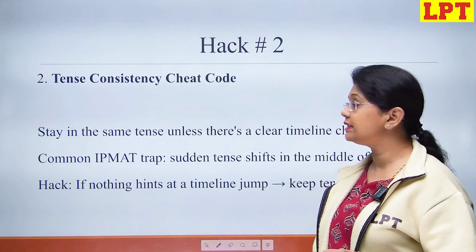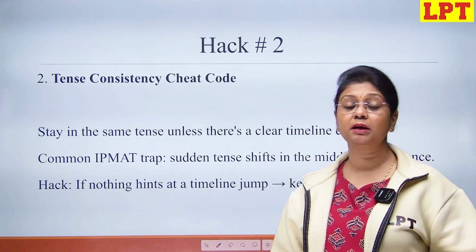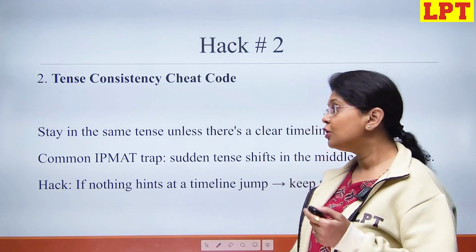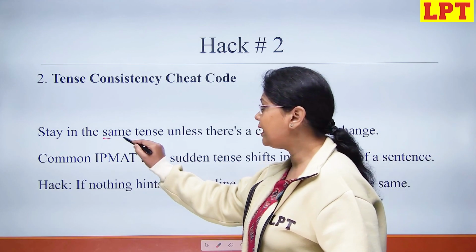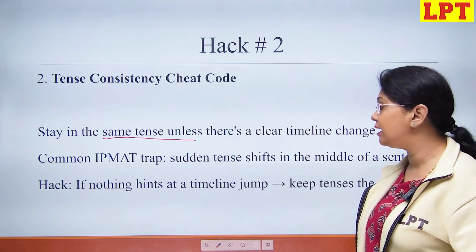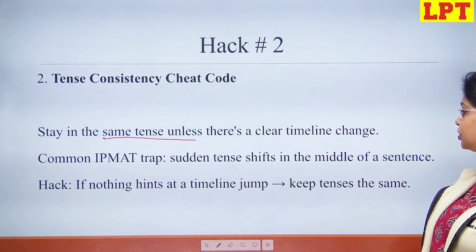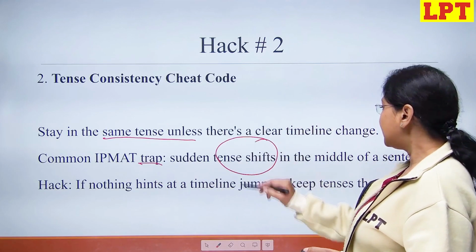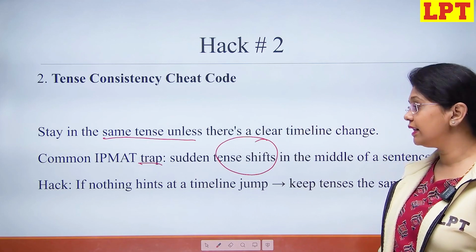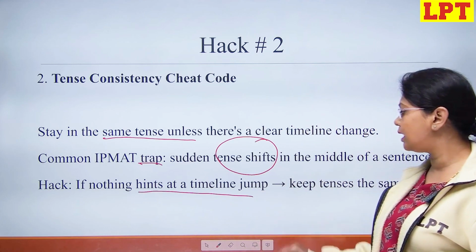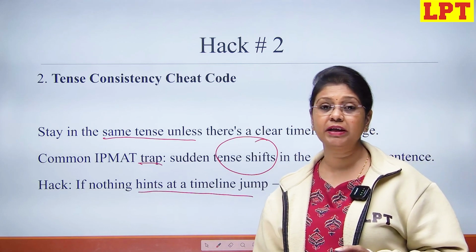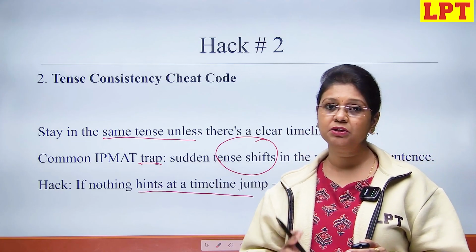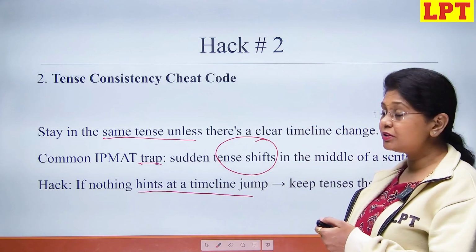Tense consistency cheat code. You will be looking at some tense questions also. Again, IP Math does give you questions on tenses. Stay in the same tense unless there is a clear timeline change. Common IP Math traps are sudden tense shifts in the middle of a sentence. Just remember, if nothing hints at a timeline jump, keep the tenses the same. When there is no shift in the time sequence, make sure that your tense remains the same. That was your second hack, students.